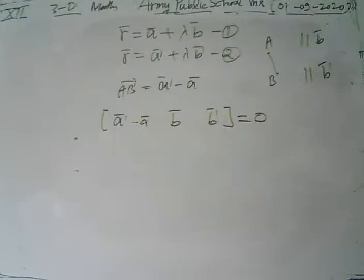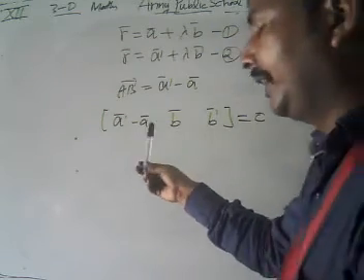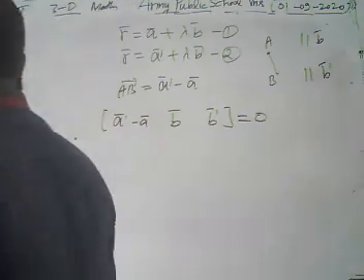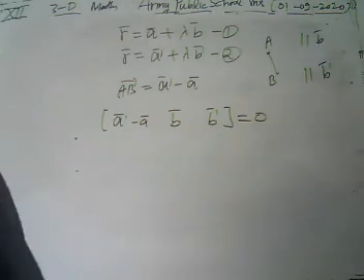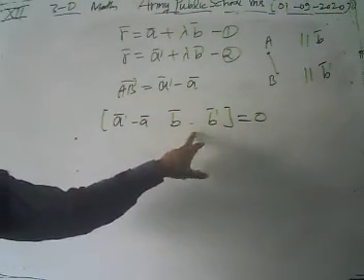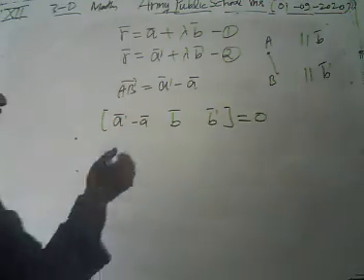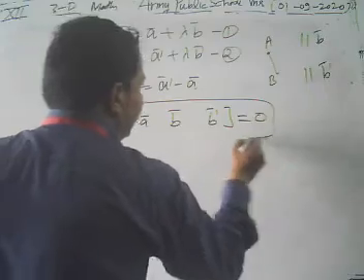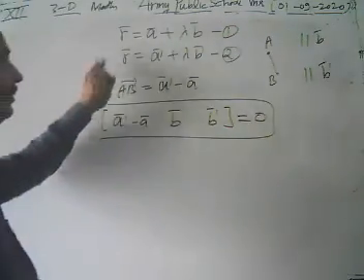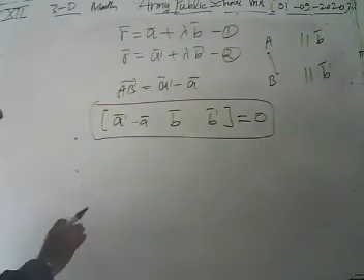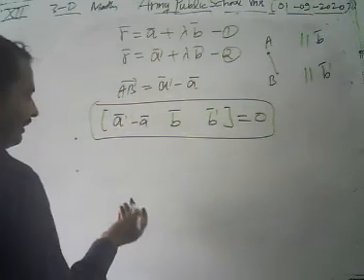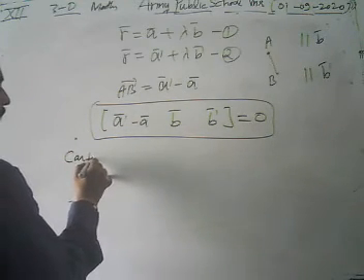This scalar triple product of these vectors must be 0. We can also write it as vector A' minus A dot vector B cross B'. This is our condition for coplanarity of the given two lines. This is our vector form. From this we can get our Cartesian form also.